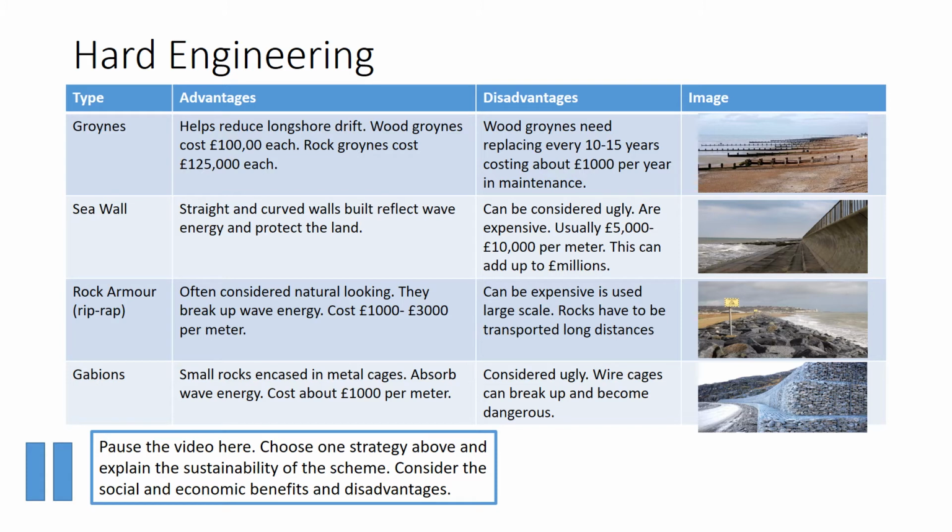Rock armour, also known as riprap, is often considered to be more natural looking, as they are just large rocks, large boulders placed along the coastline. They break up the wave energy again, but they also trap sediment, so this means they keep the beaches and the cliffs intact. They cost £1,000 to £3,000 per metre. But if it's large scale, it can then be very expensive. The image on the very first screen is of Haysborough, and rock armour is used there, and it costs about £1 million. The rock also has to be transported a really long distance.